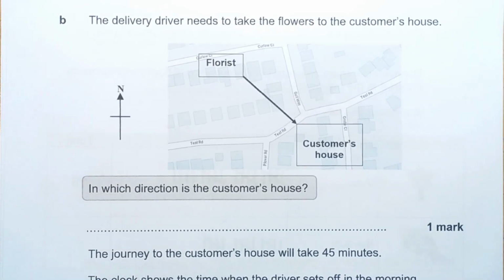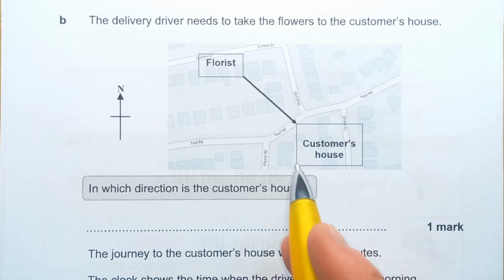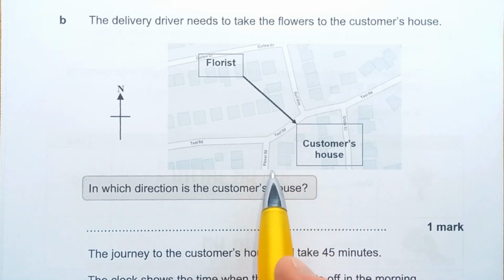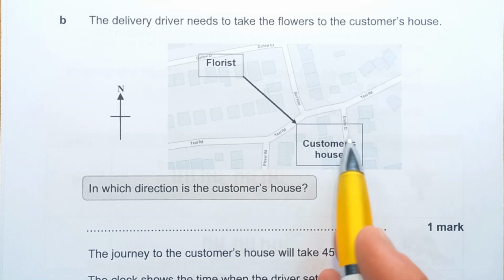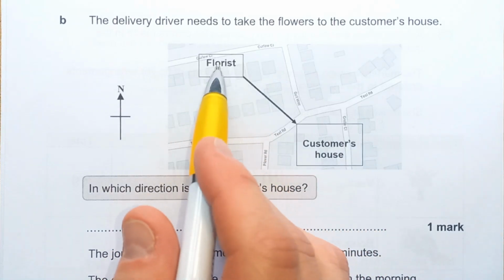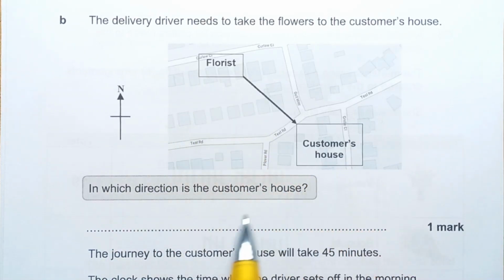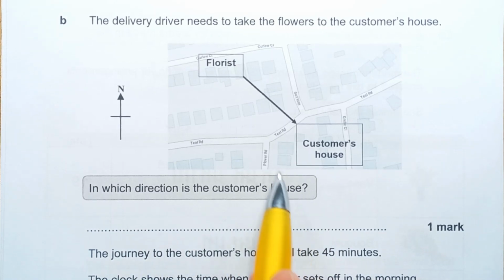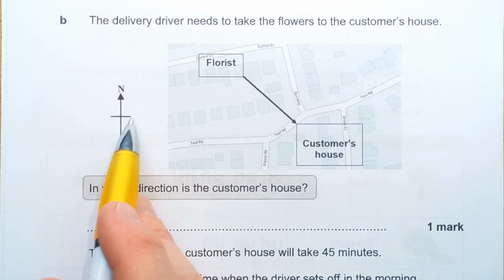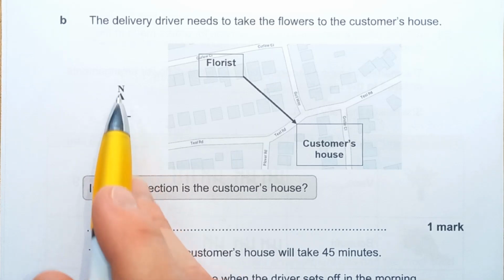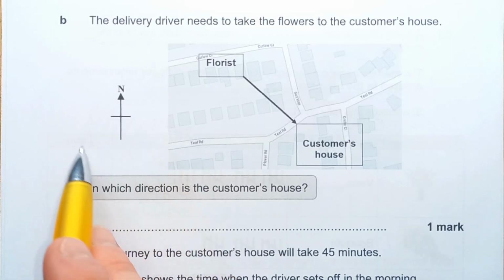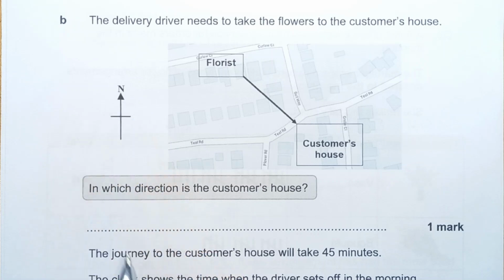Okay. Now part B. The delivery driver needs to take the flowers to the customer's house. So we've got the florist here. The florist is up here. Customer's house is down here. In which direction is the customer's house? They're using this line to show us. Well, they've started to draw a bit of a compass here. So we've got north. Best thing to do, let's fill in the other directions on the compass.